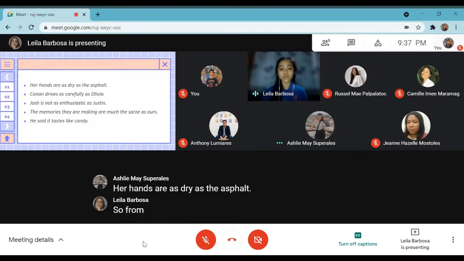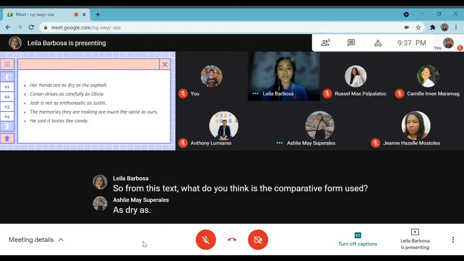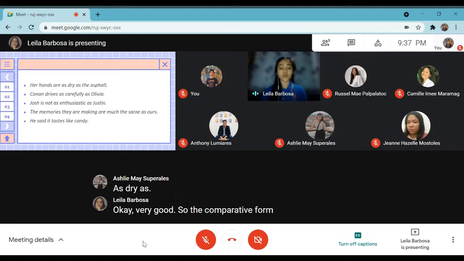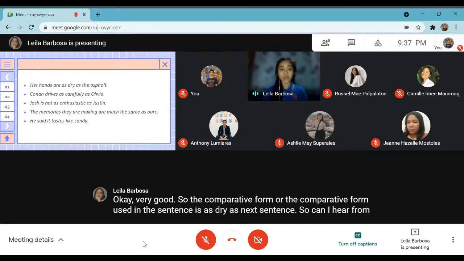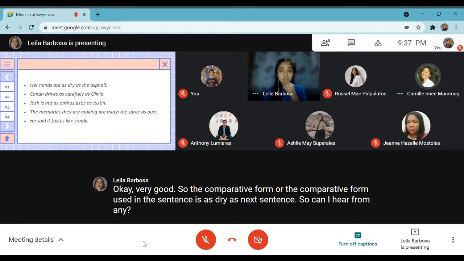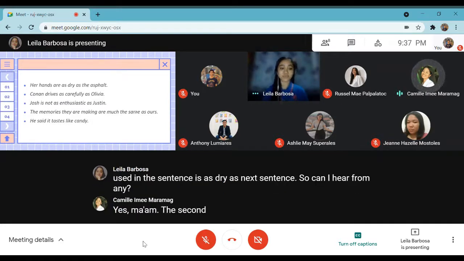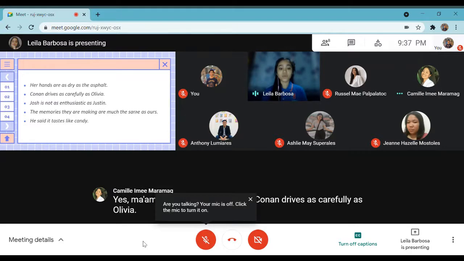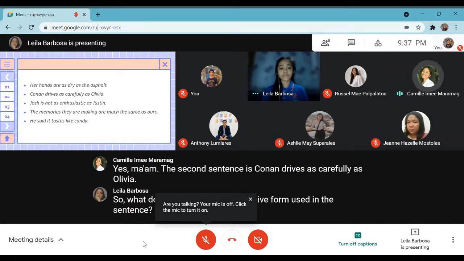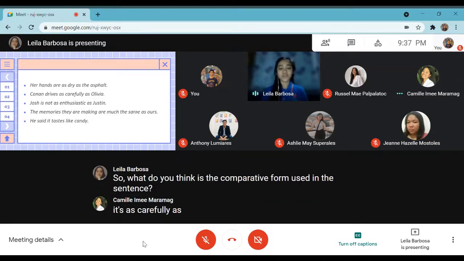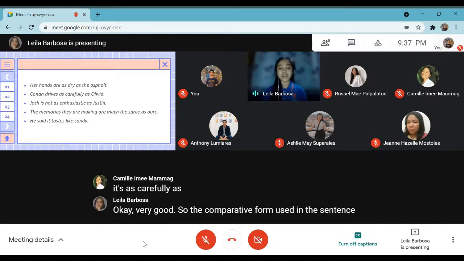From this text, what do you think is the comparative form used? As dry as. Okay, very good. The comparative form used in the sentence is as dry as. Next sentence. Can I hear from Aimee? The second sentence is Conan drives as carefully as Olivia. What do you think is the comparative form used in the sentence? It's as carefully as. Okay, very good. The comparative form used in this sentence is as carefully as.